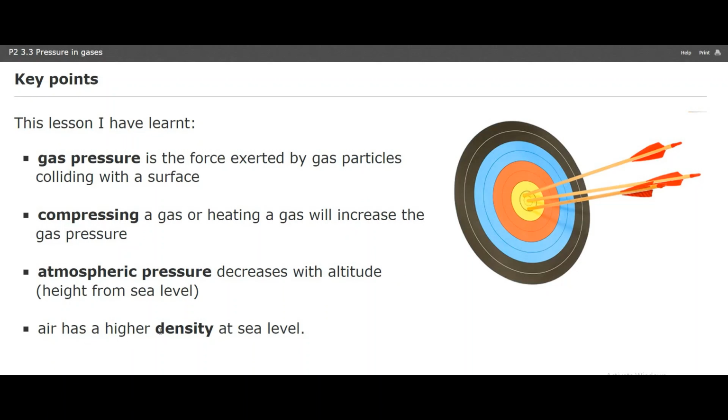And then finally, air has a higher density at sea level. So density is just how many particles are fitting within a certain volume, and there are more particles at the surface of the Earth because they're being squished by the particles above them. And so the density of air is higher at sea level than if you went up very high into the atmosphere.